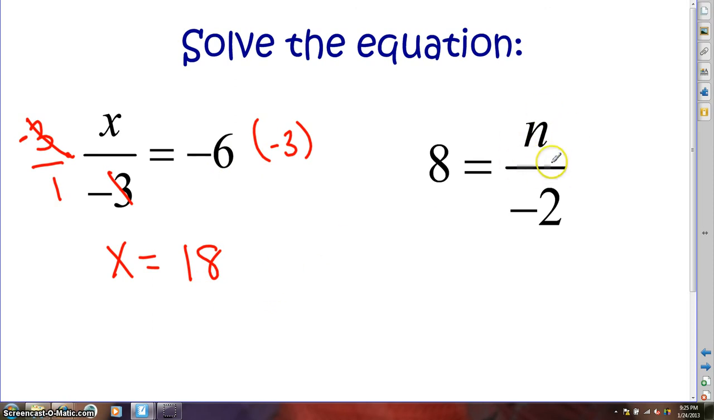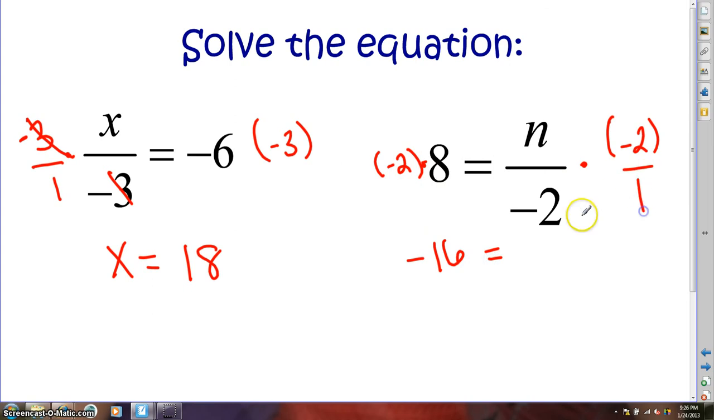On this one our variable's on the right, but it's still n divided by -2. So the inverse of divided by -2 is multiply by -2. And we show that on both sides. I used parentheses to show that I have a -2 and not a minus 2. So -2 times 8 is -16. And over here, if I use my fractions, these cancel out. And that leaves me just an n.